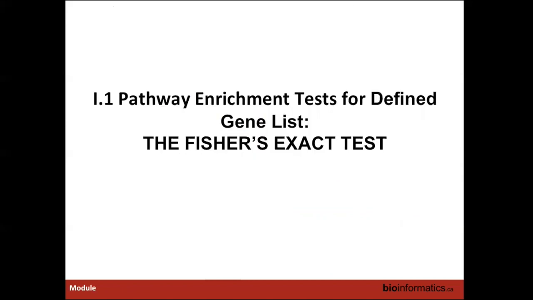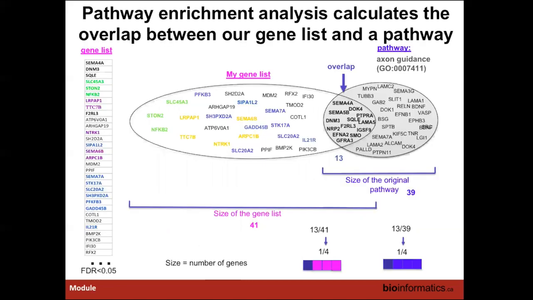So let's start with the Fisher's exact test and the defined gene list. This slide illustrates the important concept of overlap that is used to calculate the enrichment score, which is, I would say, the first step of the pathway enrichment analysis.